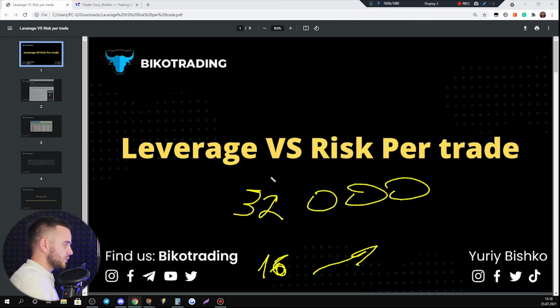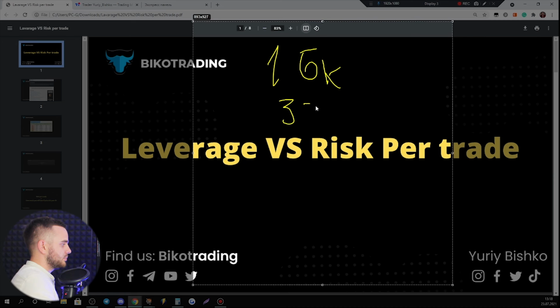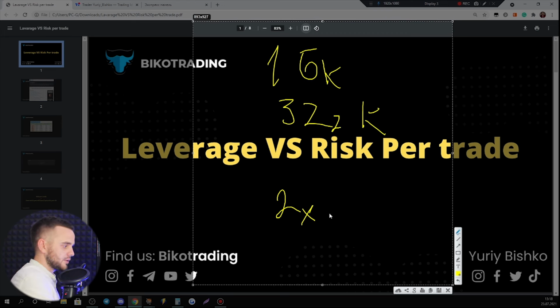And how do you do it? For example, you have 16,000. You want to buy 32K, so what do you need? Yes, you need 2x your money. That means you need double leverage to open such a kind of position.